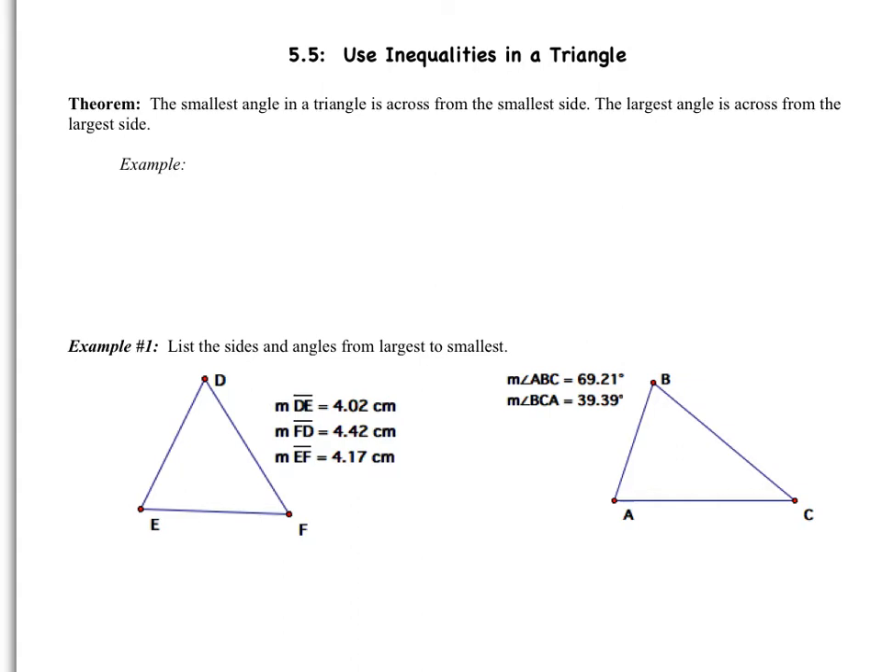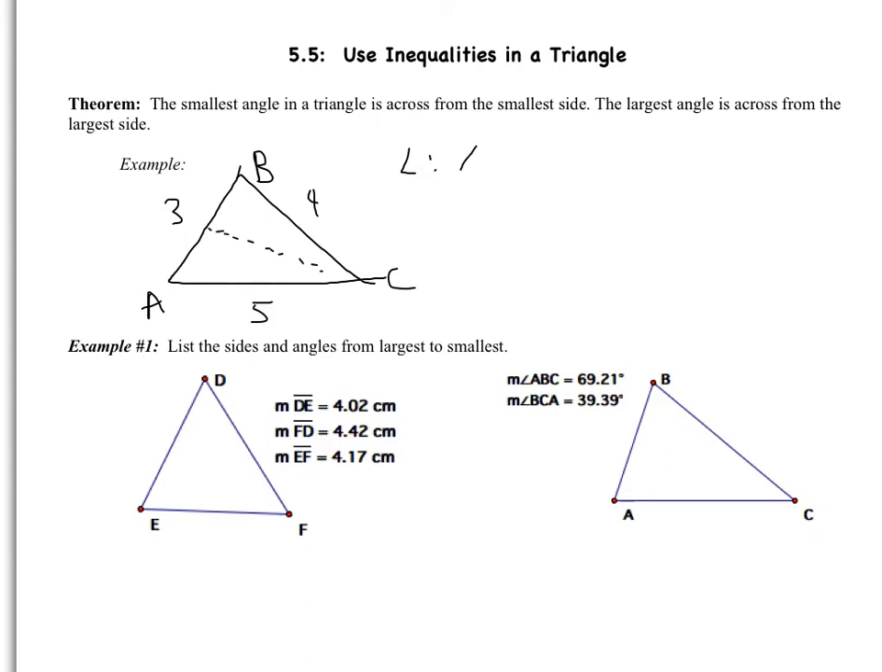So let's draw ourselves an example. Okay, so I'm going to mark this triangle A, B, C. Let's say the sides are 3, 4, and 5. So in terms of angles, the smallest angle is across from the smallest side. 3 is the smallest side, so angle C is smallest. 4 is the middle side, so that means angle A is the middle angle. And then 5 is the largest, so angle B is the largest angle.